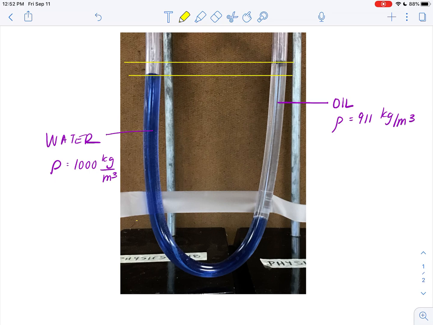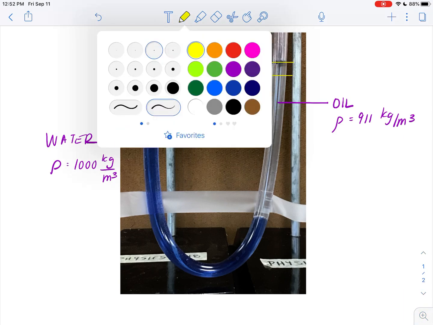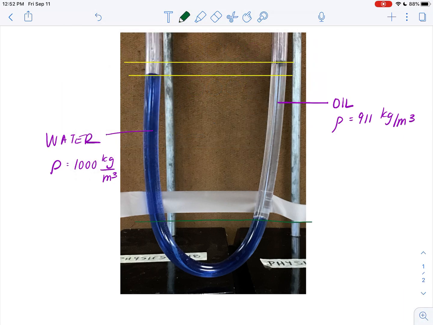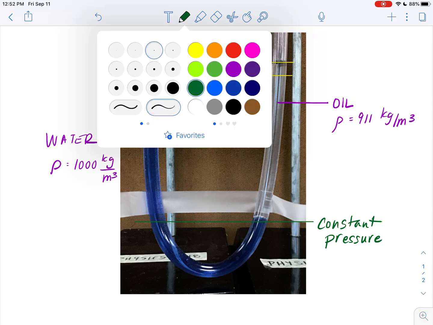And I'm going to pick a convenient place, a horizontal line. So the idea is if you draw a horizontal line anywhere on this diagram, you're going to find constant pressure. So now let's try to figure out why that might be.